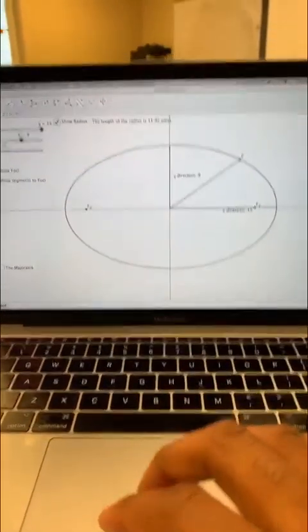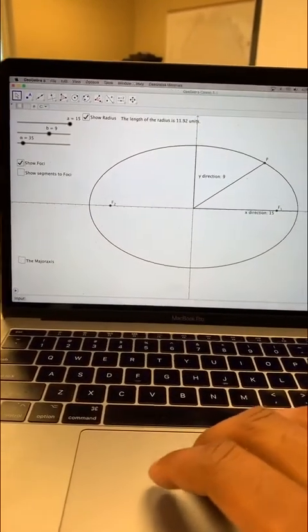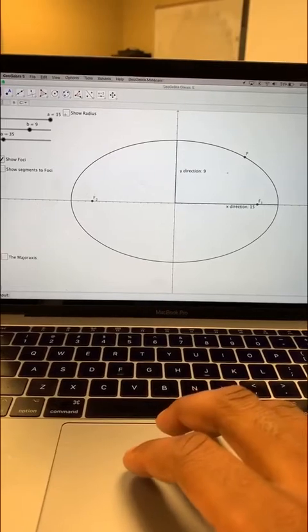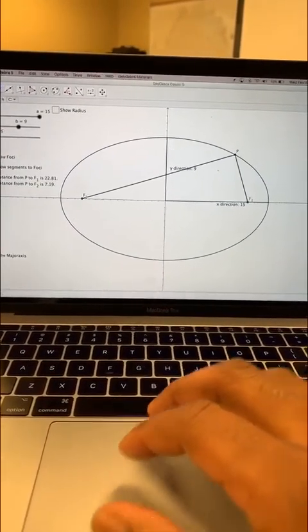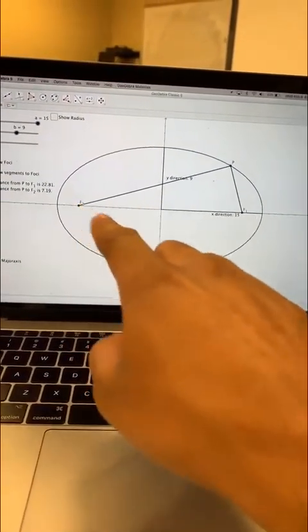All right, so I'm going to stop moving this around and let it stay in place. What I have to get rid of right now is that radius, because that's not really what I want to pay attention to. What I want to do is connect this point to both focal points. We call that a foci.